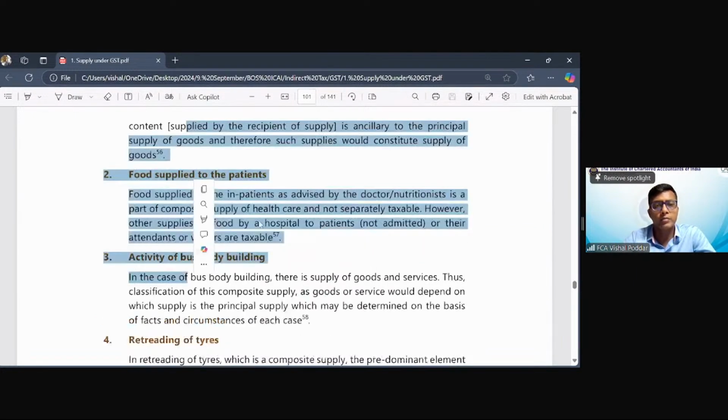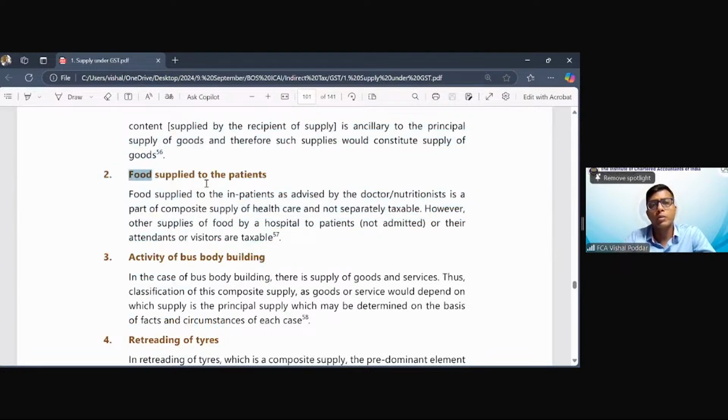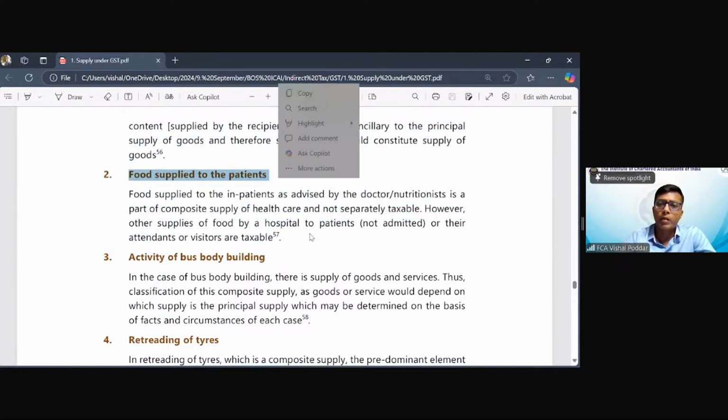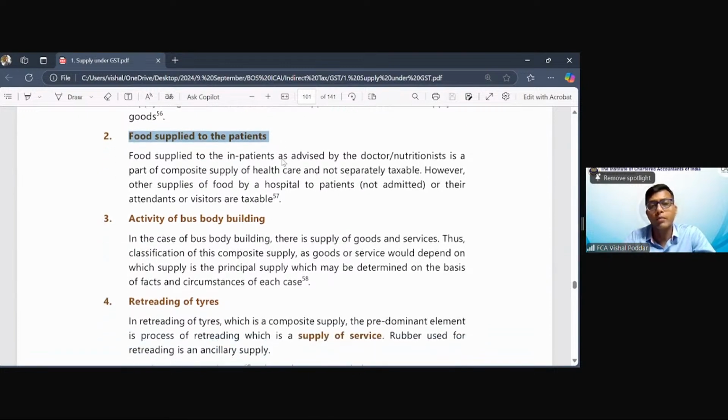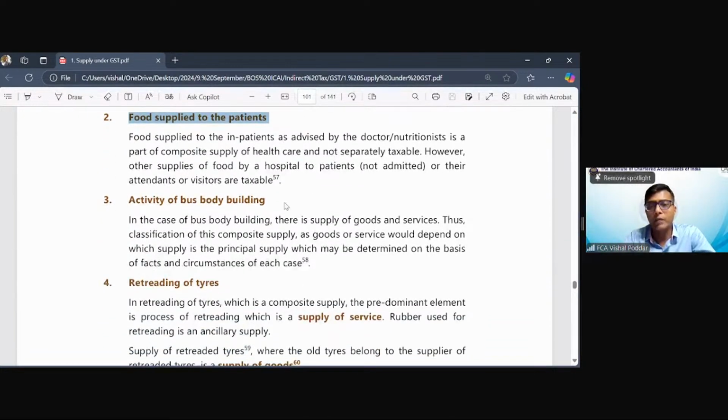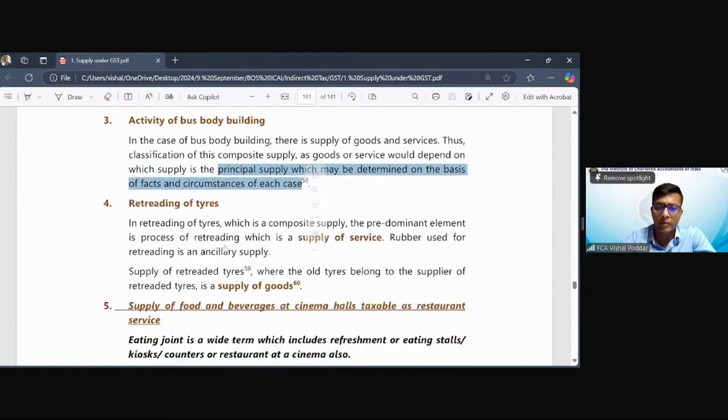Second clarification, which is simple, is about food supplied to inpatients, that is the patients who are admitted in the hospital. Food will be treated as part of the main supply, which is the hospital or the healthcare service, and automatically it will be exempt. Activity of bus bodybuilding, here the circular has not given a complete or clear answer. It says that the principal supply may be determined on the basis of facts of each case. So this circular has actually not clarified anything.